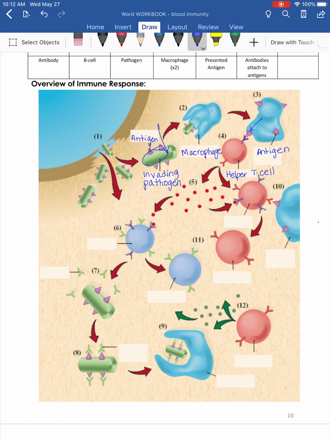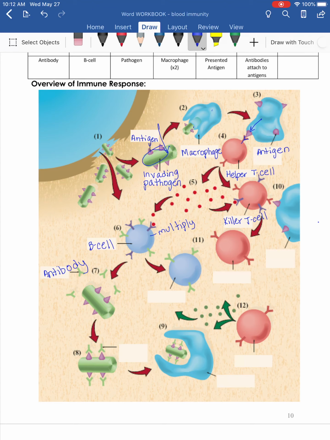The helper T cell does that by releasing chemical signals. It's going to release chemical signals over to the B cells, which are over here, and to the killer T cells, which is this one here. All right, so that's the way the helper T cell helps coordinate a response. It signals to the B cell. The B cells will then multiply. That signal tells the B cells to multiply and clone themselves. Then they will also signal the B cells to create antibodies.